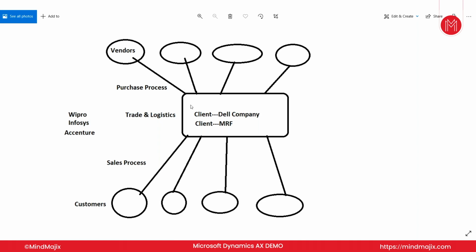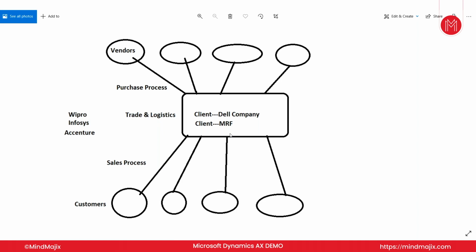For the purchase process from the Dell company, from the client side we will place the purchase process through vendors, meaning we will place the purchase order with the vendor. We are buying certain products from different companies. For example, for the Dell company, we will buy the hard disk from one vendor and the screen from another vendor. We will use different vendors, not one vendor, to complete one product.